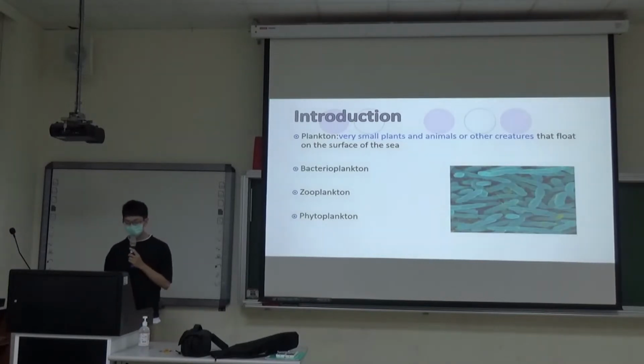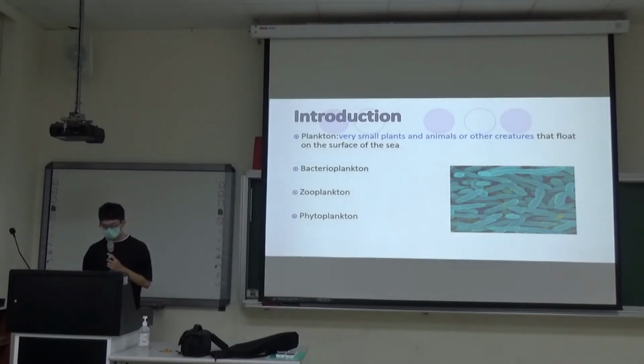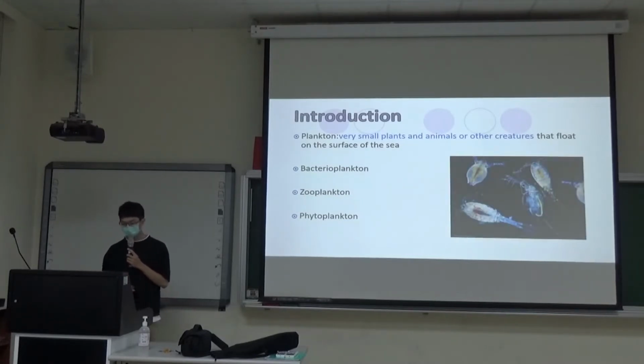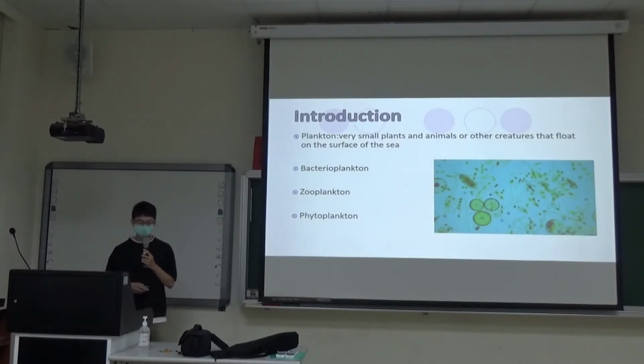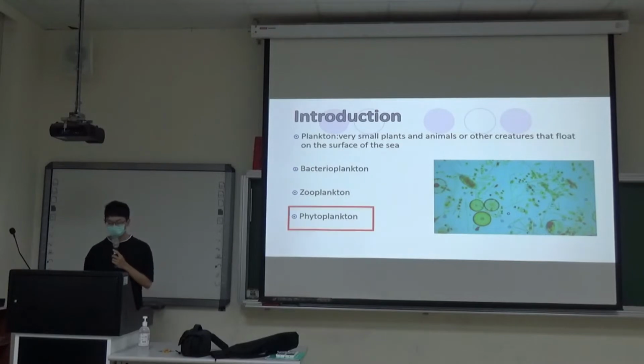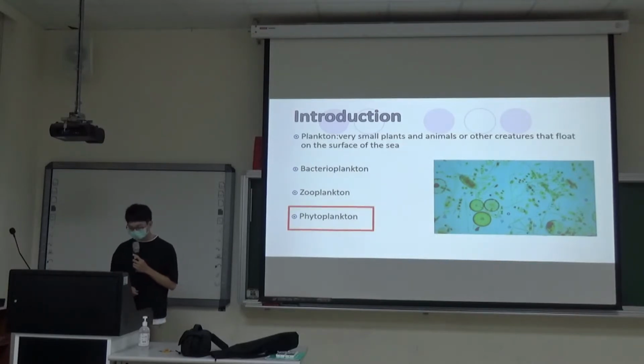First is bacterial plankton. It is composed of bacteria. The second is zooplankton. It is composed of animal plankton. And the third is phytoplankton. It is composed of plant plankton. And today we only talk about the phytoplankton.